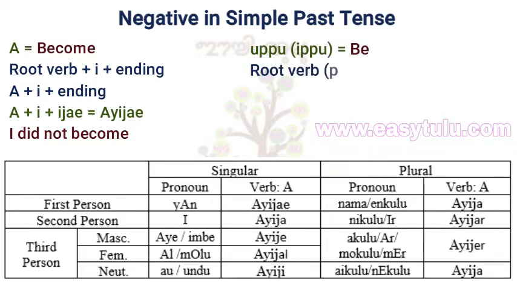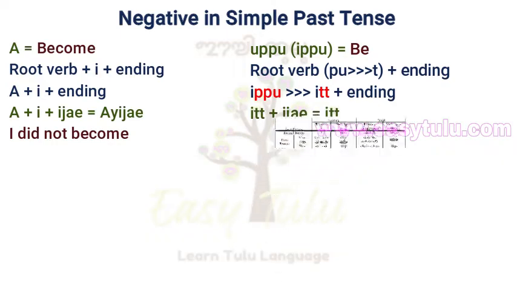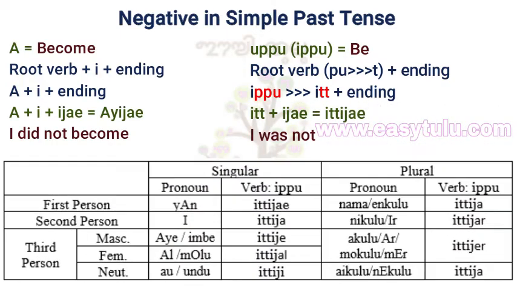Uppu or ippu means be. So ippu changes to ittu in the past tense and then add negative personal ending. Negative personal ending for yana is ija. Ittu plus ija. Ittija. I was not. Yan ittija. I was not. E ittija. You were not. Aye or imbe. Ittije. He was not.